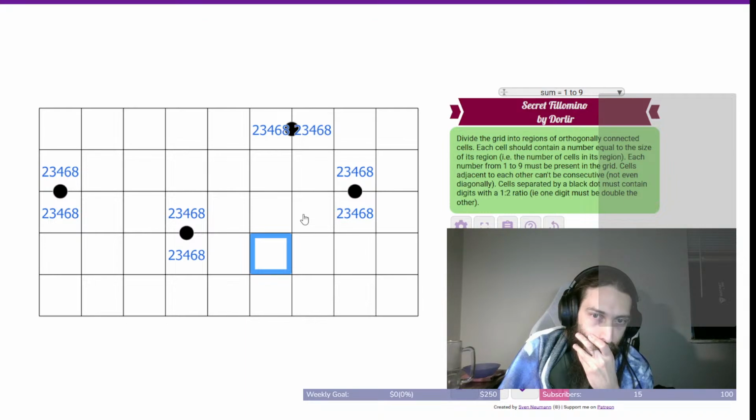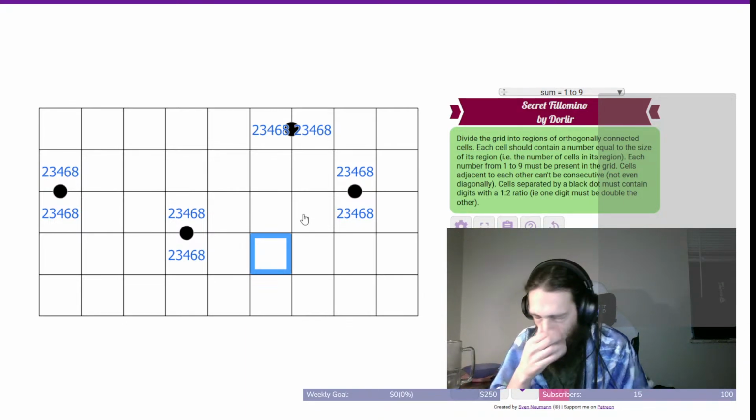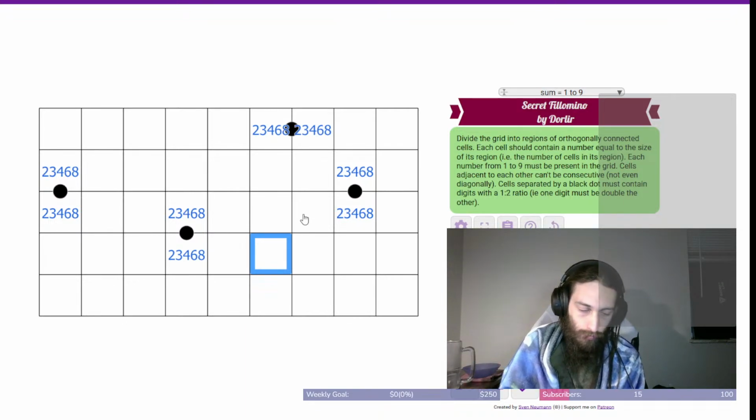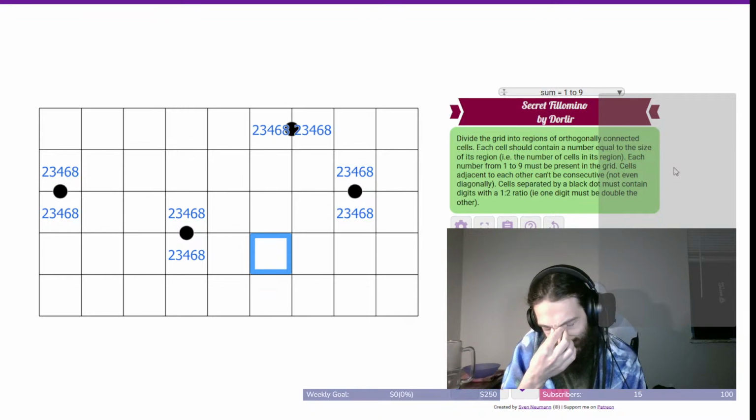But they all, each region appears once. Because there's 45 spaces in the grid, right? And we have to have 1 through 9, which sums to 45.